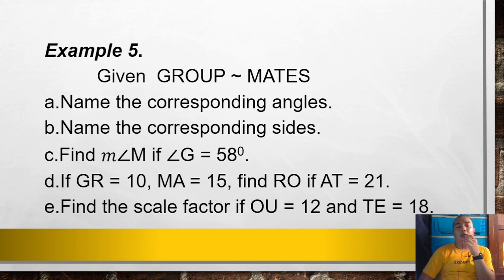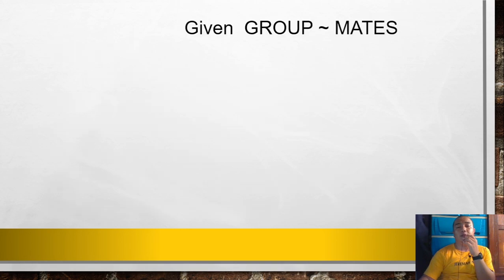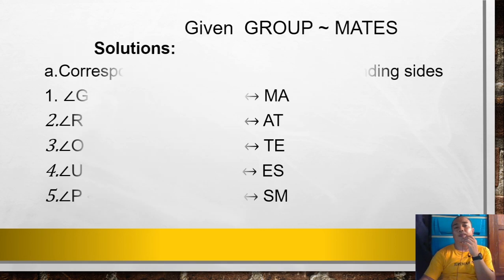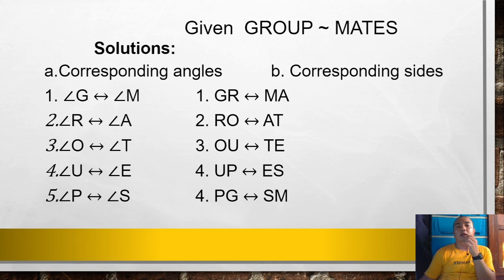Find angle M if angle G is 58 degrees. GR is 10, MA is 15, find RO if AT is 21. Find the scale factor if O is 12 and T is 18. So, what are the corresponding angles?